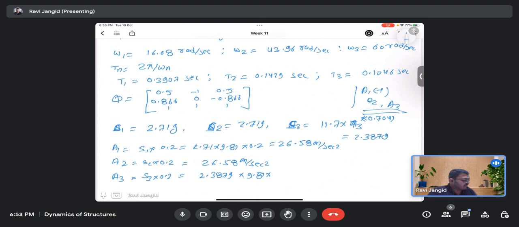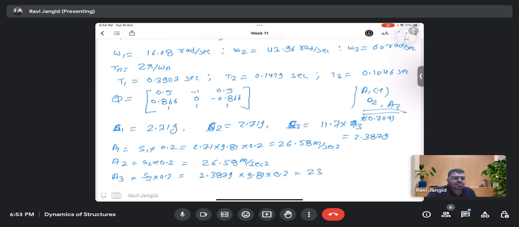So A1 is 5.31. I think you have calculated the S1 values. If you multiply with 0.2, you will get 5.3. You need to multiply A1 with 9.81 also, no? Yes, yes, yes. After multiplying only, we'll get 5.3.